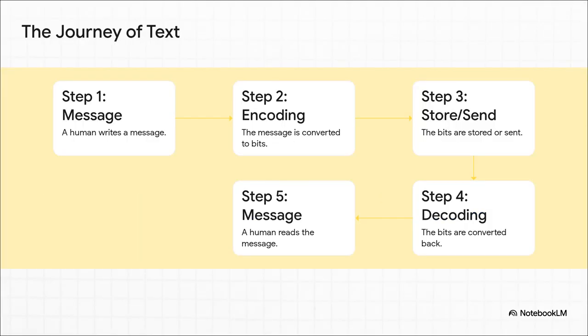So this whole thing is basically a five-step dance. First, a human types a message. Second, the computer encodes it into bits. Third, it stores or sends that data. Fourth, the computer on the other end decodes those bits back into characters. And finally, step 5, another human can read the message. When it works, it's totally seamless. But for a long, long time, step 2 was absolute chaos.